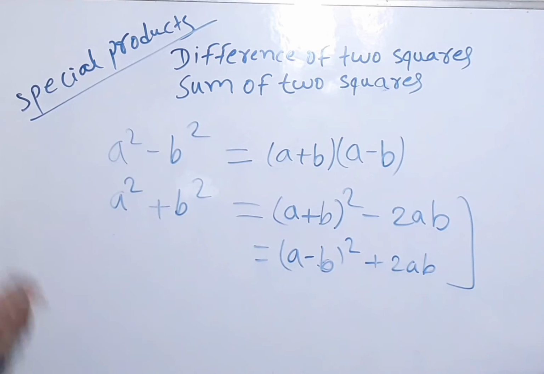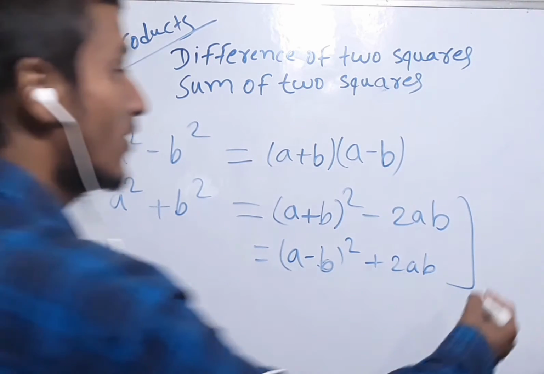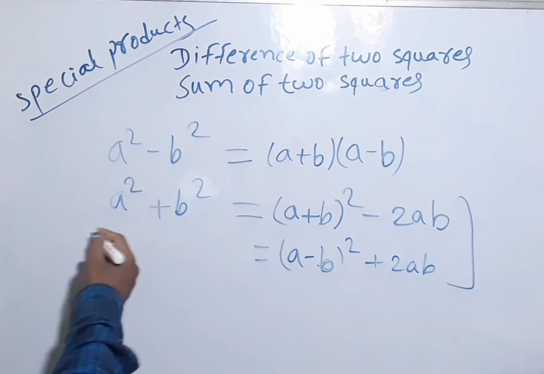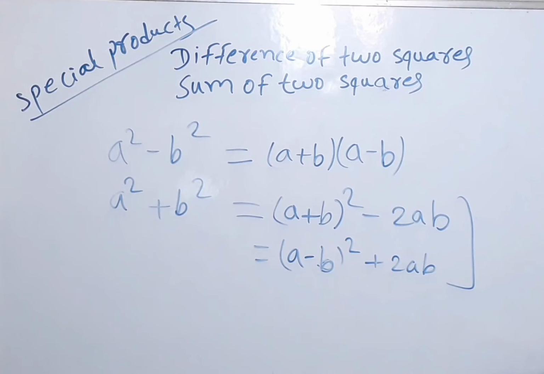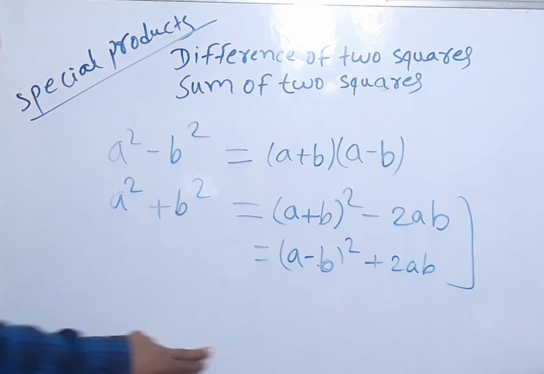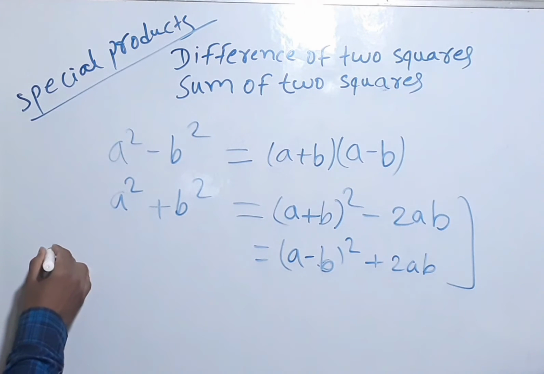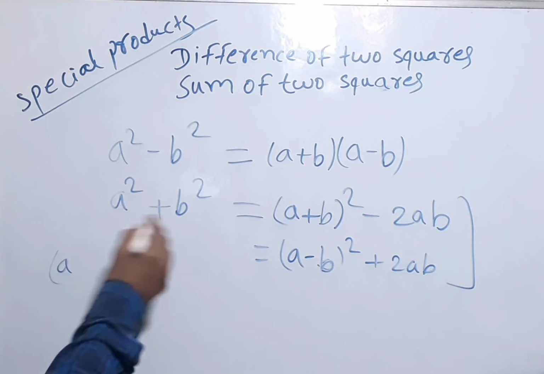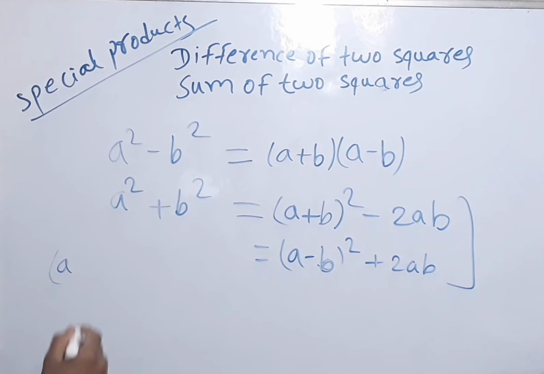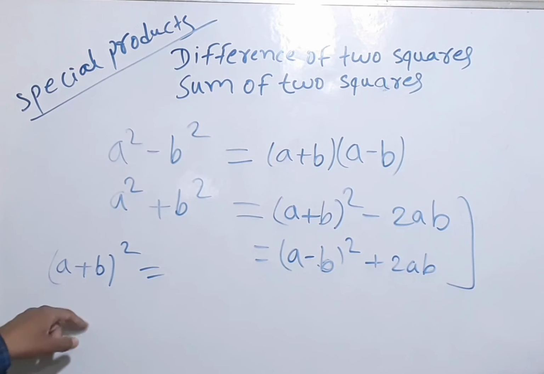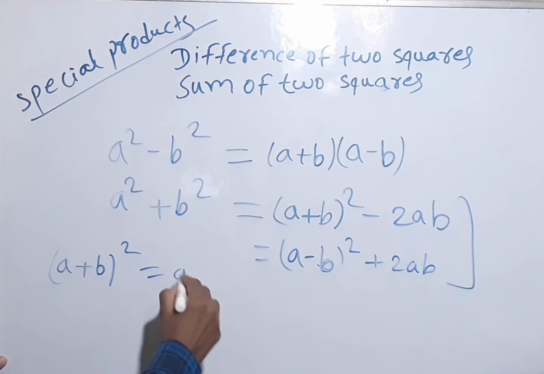So that was the formula, and this was the first method. There's also another method to deal with this, and I'm showing you the second method now. The second method is you derive it. So you derive a squared plus b squared from the formula of (a plus b) to the whole squared.